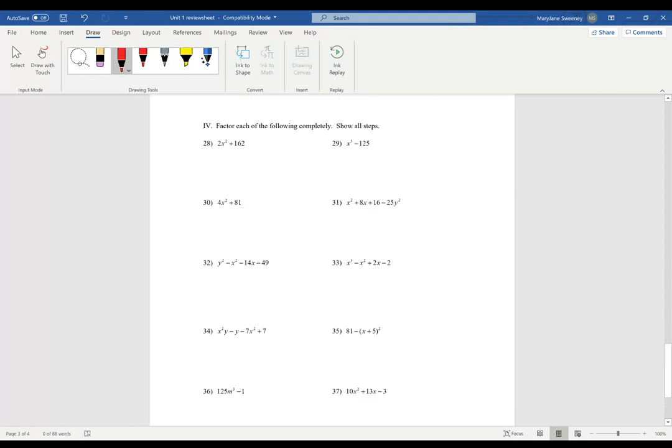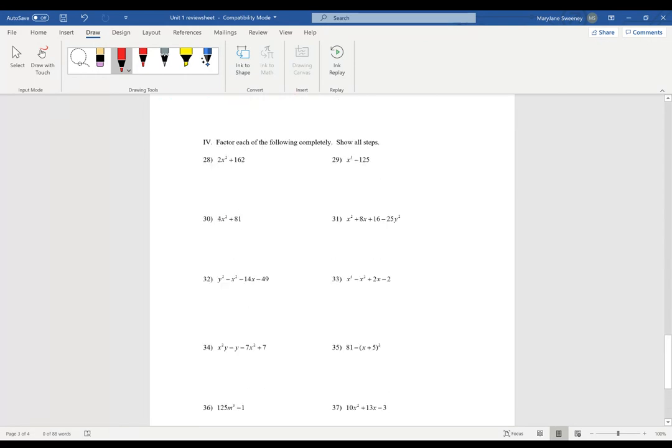All right, and now we've got some factoring. So for 29, this is SOAP. This is the difference of 2 cubes. So that's our SOAP formula. A, we're going to say, is the cubic root of the x cubed, which is x. B is the cubic root of the 125, which is 5.